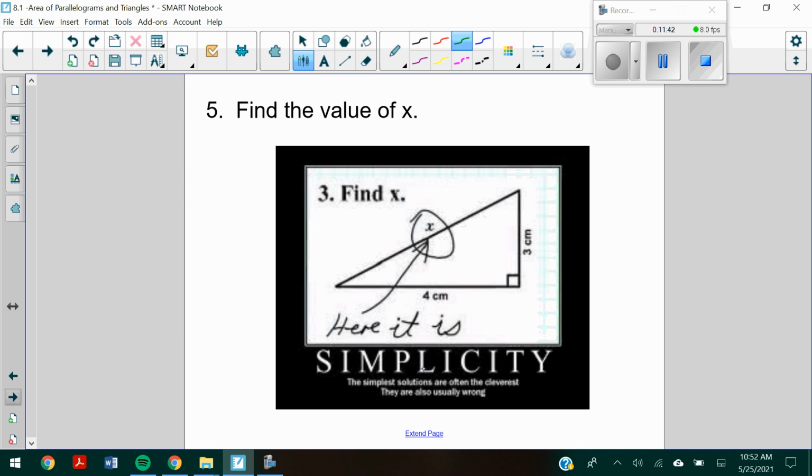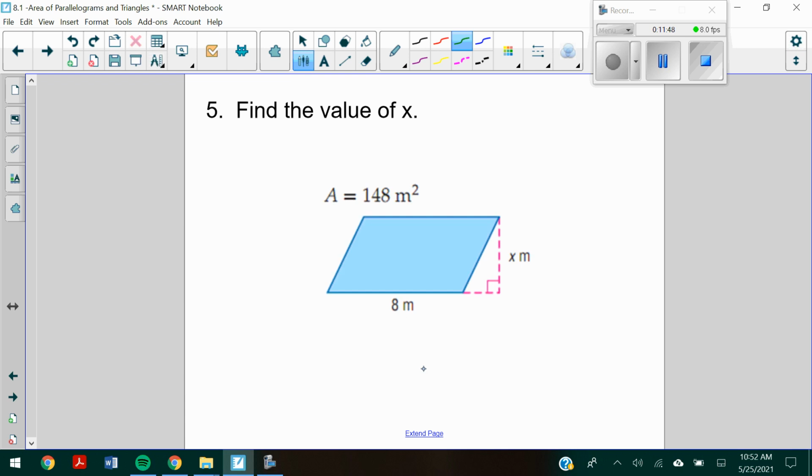All right. Ooh, find the value of x. Ooh, I see x. There it is. Ha ha ha ha. Right? No, not funny? Oh, bummer.